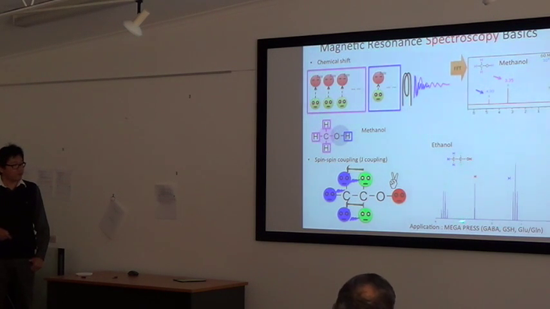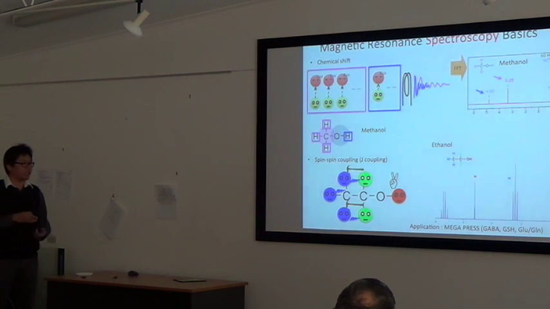This is boring, but it's very important. This is the basis of MEGA-PRESS, which gives you the ability to detect something like GABA, GSH, or separate glutamine and glutamate.